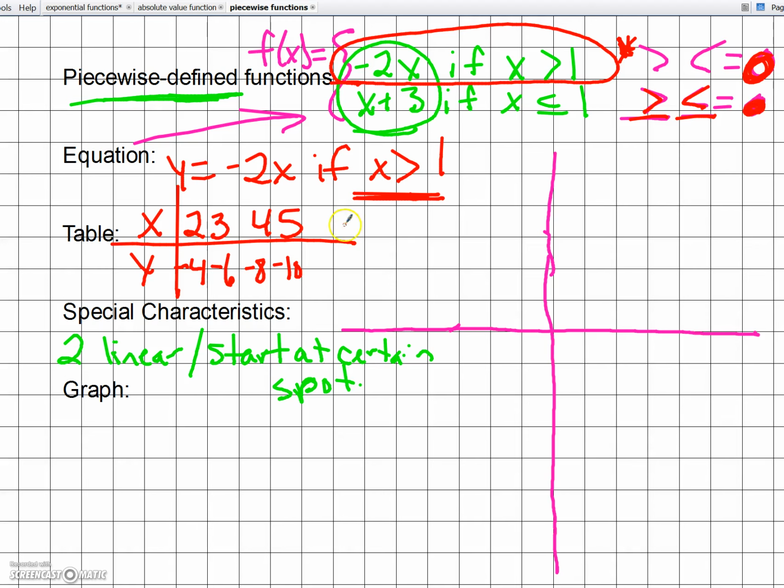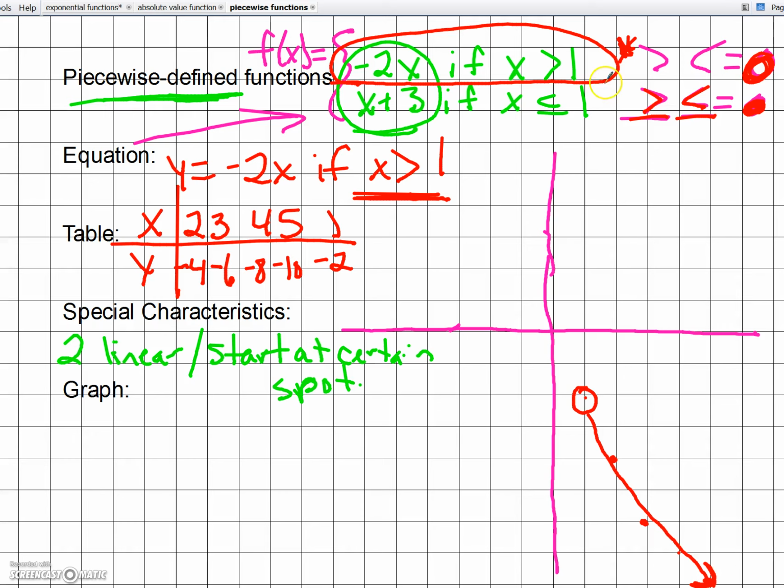So you will need to go back and put 1 on there and do negative 2. That is our starting point. So we're going to go over 1, down negative 2. Notice it is going to be an open circle because it's not equal to. So that's my starting point. Then we graph the rest of them: 2, negative 4, 3, negative 6, 4, negative 8. And then my line will look like this. That's one of my functions.